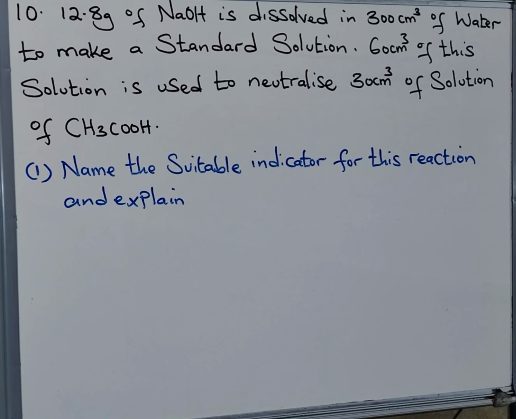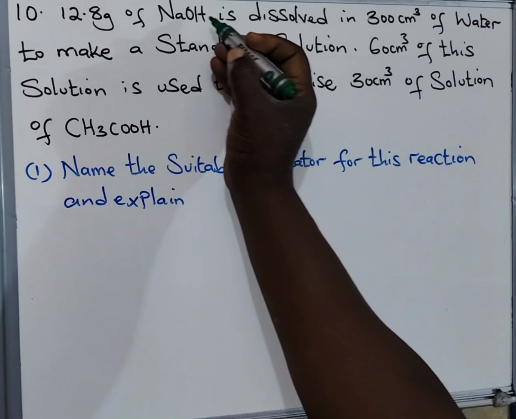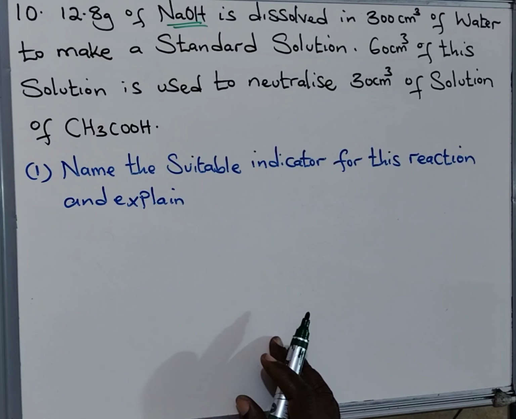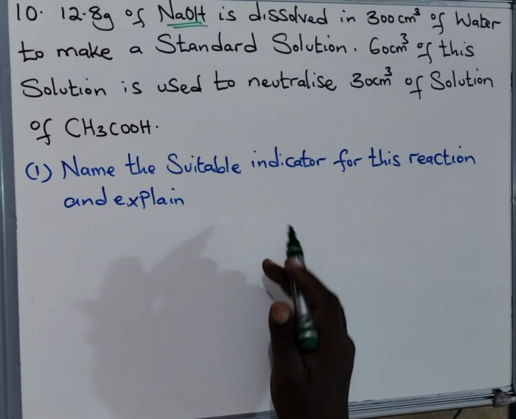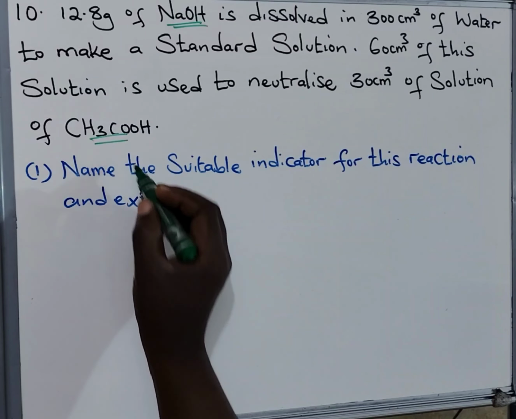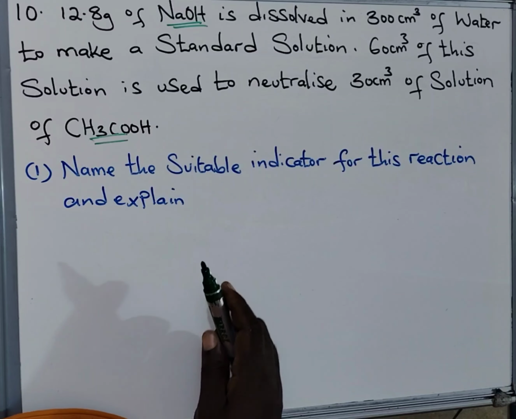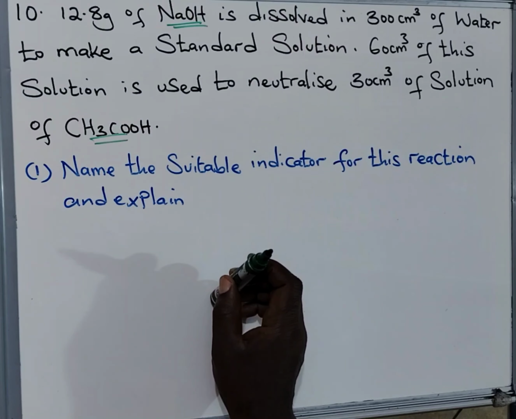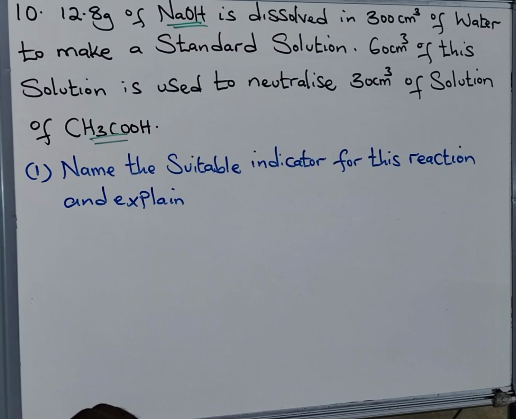Okay, how do you determine the suitable indicator for this? You look at what is reacting. We are having this sodium hydroxide as our base, and we are having ethanoic acid as our acid. Now, you check, what is the nature of sodium hydroxide? Is it weak or strong? It is a strong base.